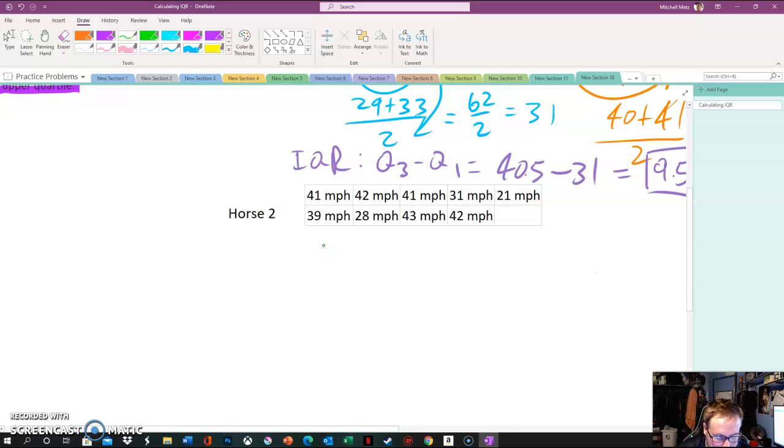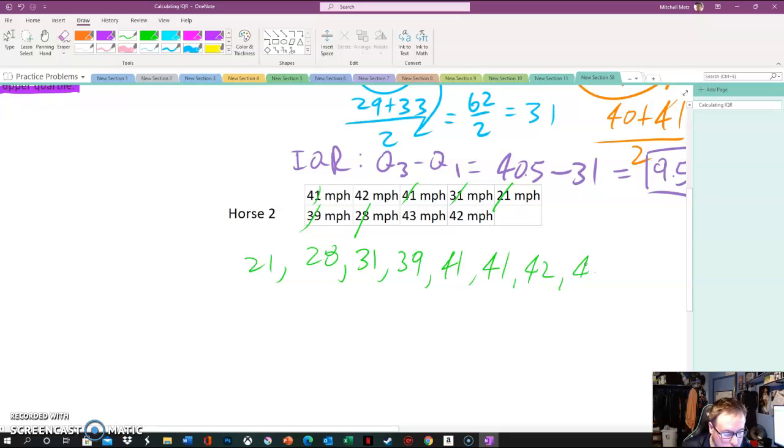So we're going to have 9 numbers. Now let's do the same process. First, list it from least to greatest. 21, 28, 31, 39, 41, 41, 42, 42, and 43. Let's double check. 1, 2, 3, 4, 5, 6, 7, 8, 9. We're good. Now let's keep going.